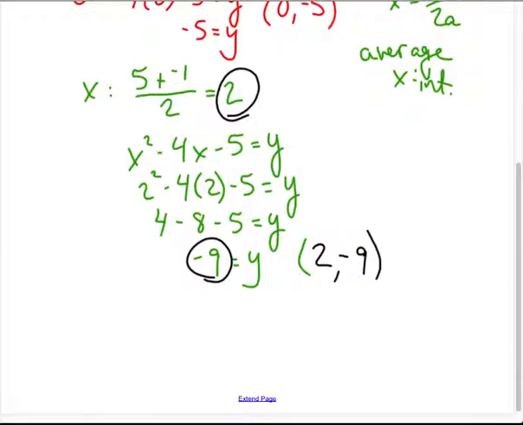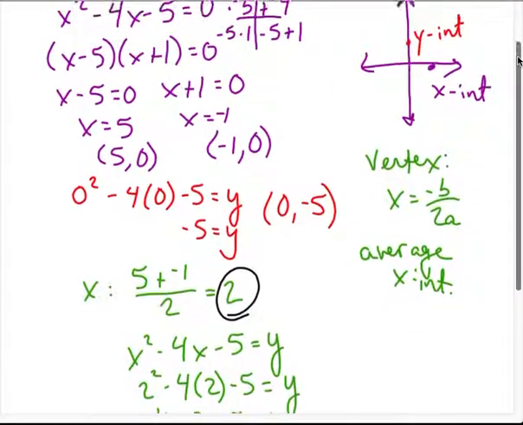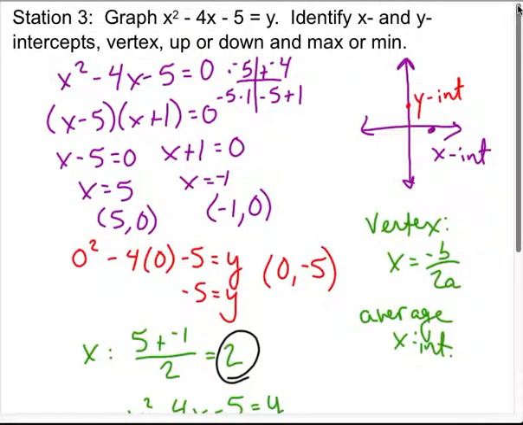The other two pieces were identify open up or down and max or min. Remember, to identify it opens up or down, you look at your a. If the coefficient of your x squared term is positive, it opens up. And if it opens up, the parabola will have a minimum value. So we're going to use all of this information and put it together on the graph.